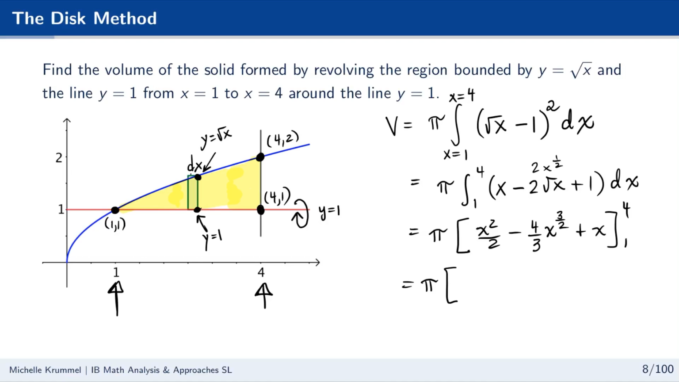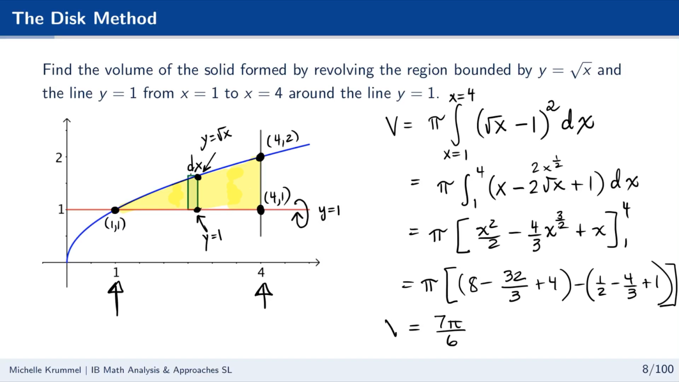Now we're going to sub in our upper bound 4. So 4 squared is 16 over 2 is 8, minus 4 to the 3/2. We're going to do the half power first. 4 to the half power is 2. 2 cubed is 8. 8 times 4 over 3 is 32 over 3. Plus 4, minus, then we sub in our lower bound. So 1/2 minus 4/3 plus 1. And that all simplifies to 7 over 6 times pi. So 7 pi over 6 is my volume.